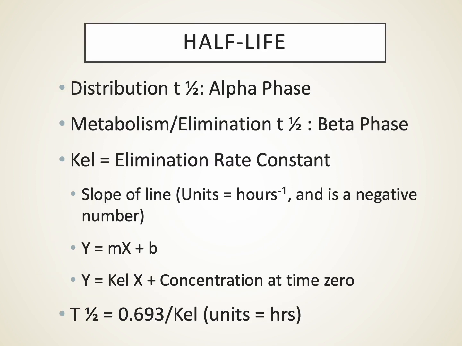So we referred to the alpha half-life a minute ago as the distribution half-life. Most commonly, we consider the elimination half-life the beta phase or the beta half-life. And the slope of the line of that semi-log graph is considered the elimination rate constant. So let's use a couple of terms here that you may remember from when you had algebra. You may remember the old expression of y equals mx plus b, where you were graphing different points on a graph, and you were looking at the slope of the line.